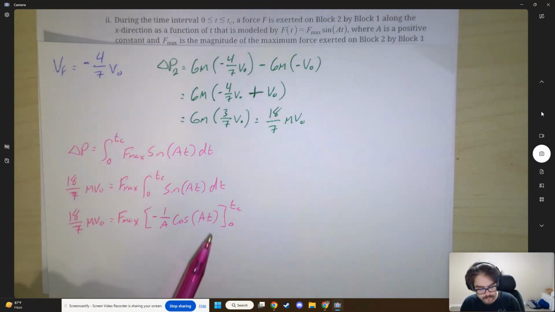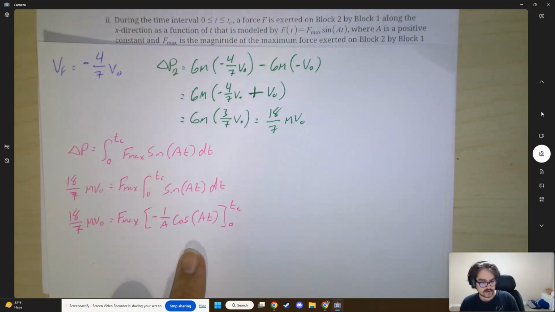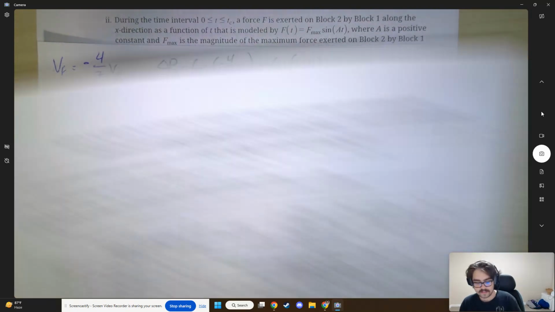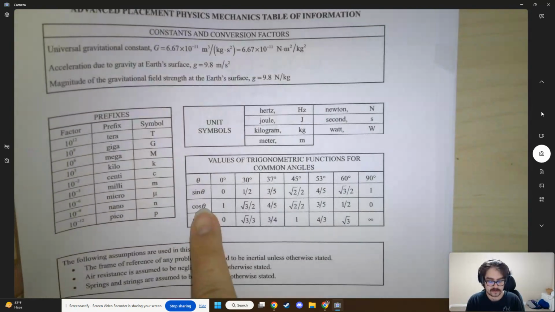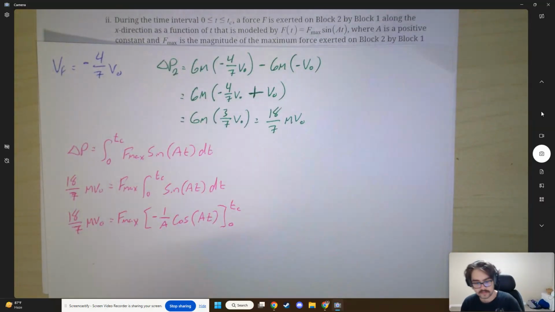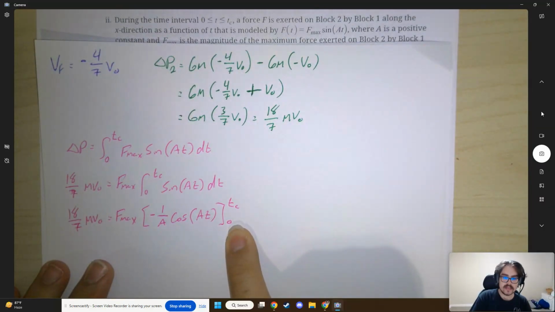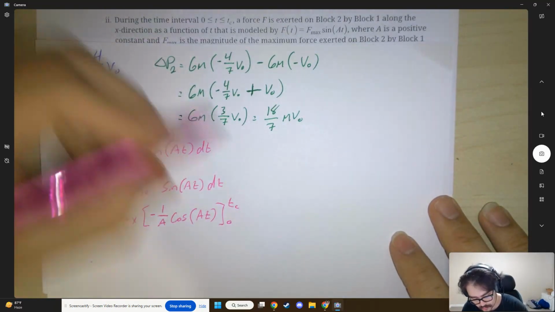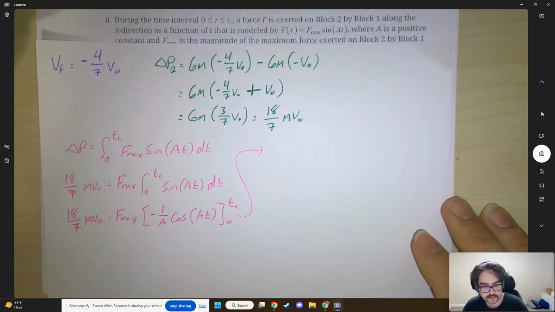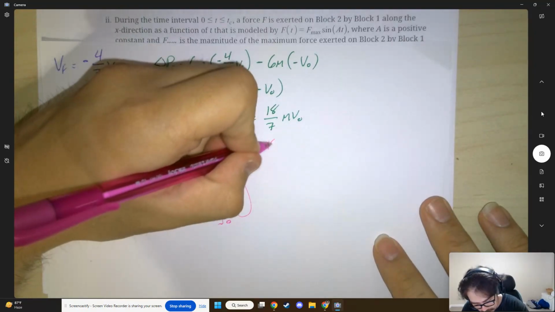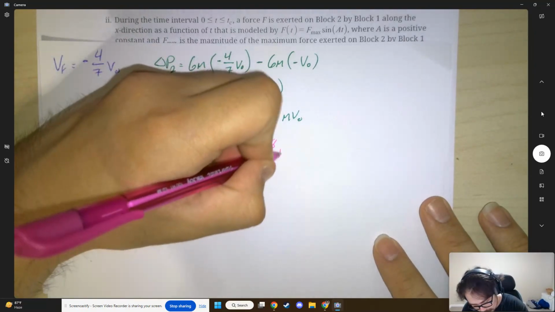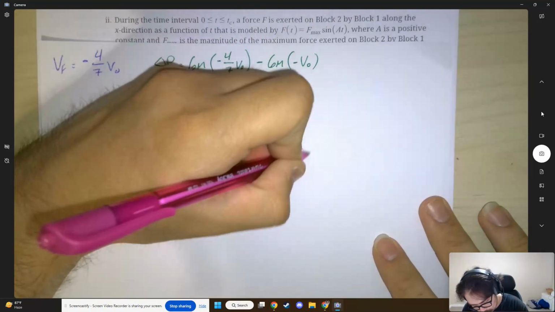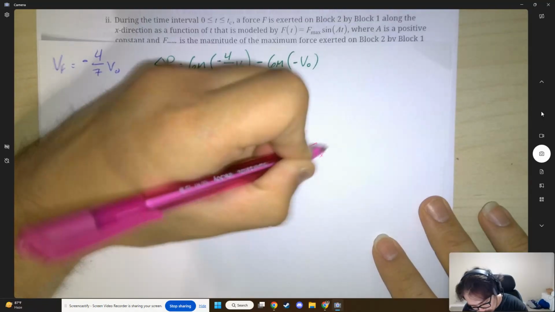If you remember that cosine of 0 is just 1, and if you forget that, it's also on the formula sheet right here, cosine of 0 degrees is 1. Then you'll know that the second term here is just going to be 1, and all you really have to worry about is the first term. So this is going to turn into, let me draw an arrow so you don't get confused here, 18 over 7 mv naught equals F max.